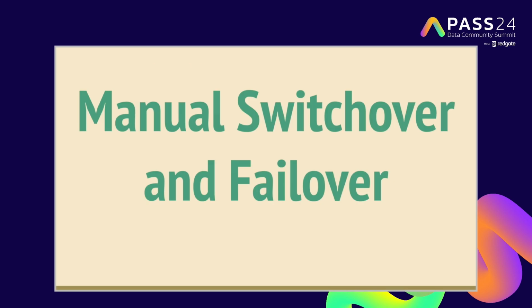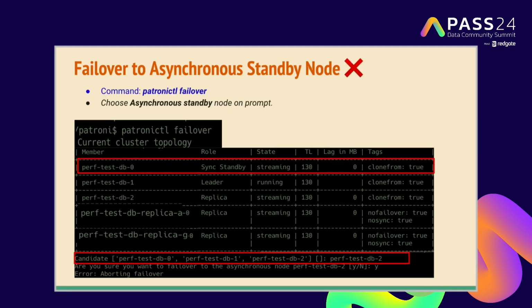So does Patroni provide us safety rails with manual switchovers and failovers? Will we be able to switch over or fail over to an asynchronous node? I ran a patronictl failover. It gave me a list of candidates to choose from. I chose perf-testdb2, which is the asynchronous node. It asked me, are you sure you want to fail over to an asynchronous node? I said yes, and it aborted the failover. So you won't be able to fail over to an asynchronous node when a sync standby is available.